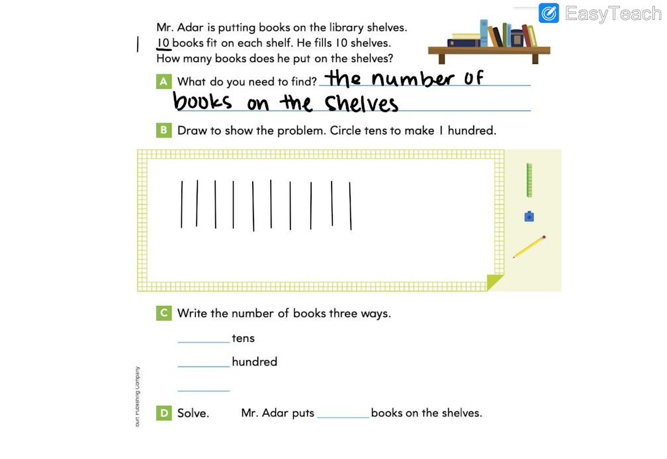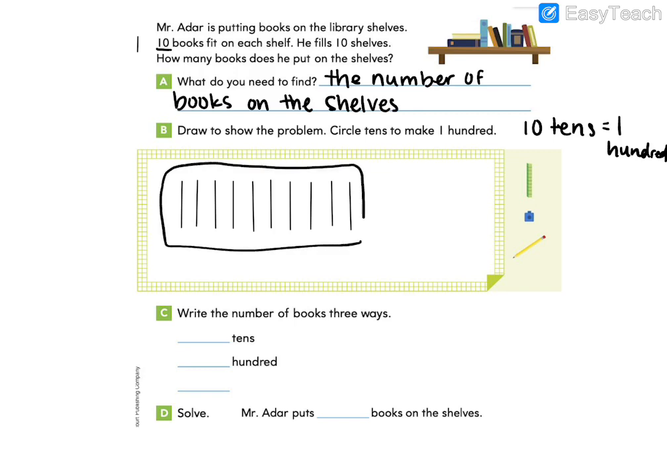All right, yours should look like mine. You should have 10 sticks drawn. Now we're going to circle 10s to make 100. Remember, 10 tens is equal to 100. So we need to circle a group of 10. Well, how many did we draw? We drew 10, so it makes it easy for us to circle our one group of 10.